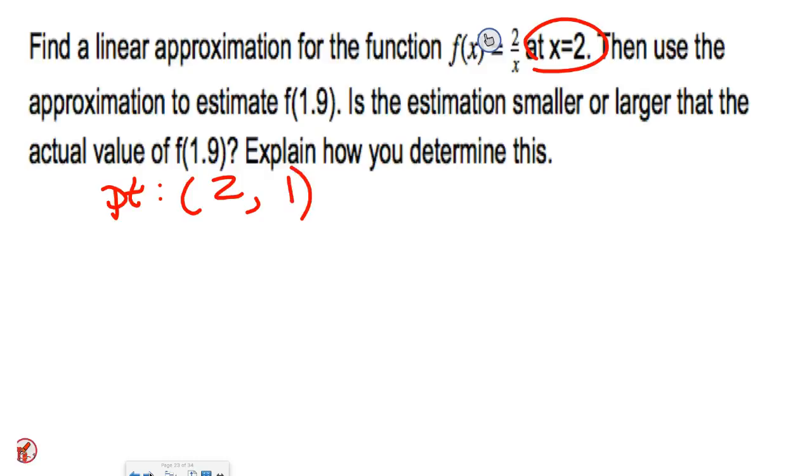Then what I'm going to do is find the slope at that point, right? So my slope is going to equal f prime at 2. So I need to go take my derivative. I would do that off to the side.